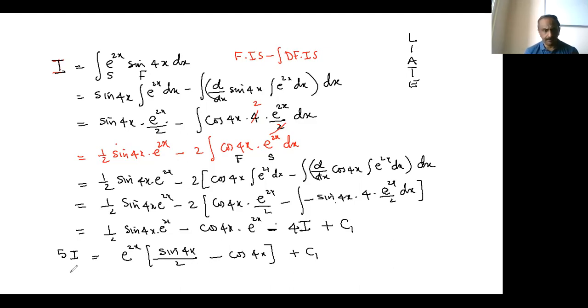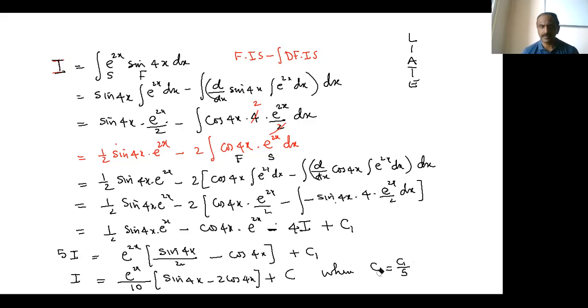This 2 if I take LCM, I is equal to e raised to 2x upon 10. I'm taking 2 as LCM, and that 2 is multiplied with this 5. That's how 10 it became. So sine 4x minus 2 cos 4x. And then this 5 has divided C1. So where C1 is, C is C1 by 5. So with that, we get this answer. That C is C1 by 5. So this is how you can integrate.